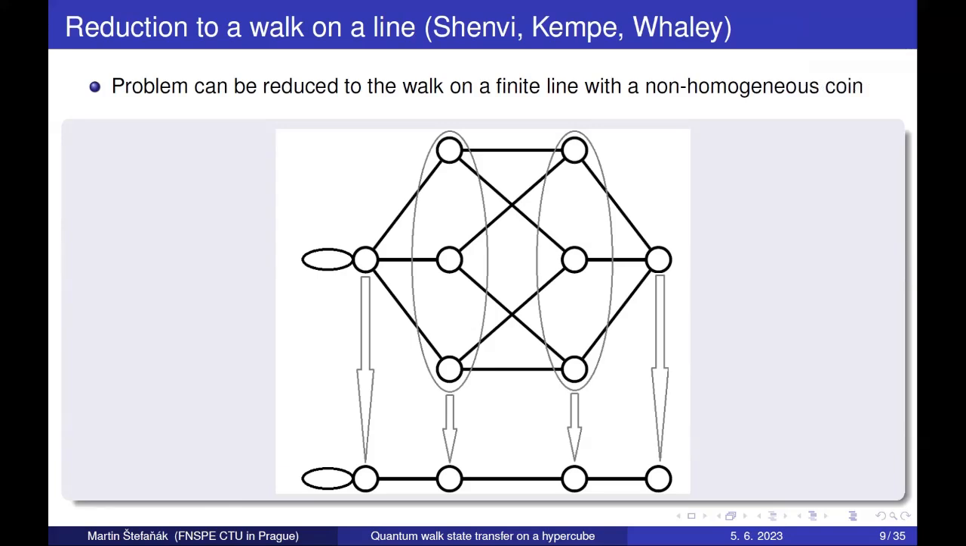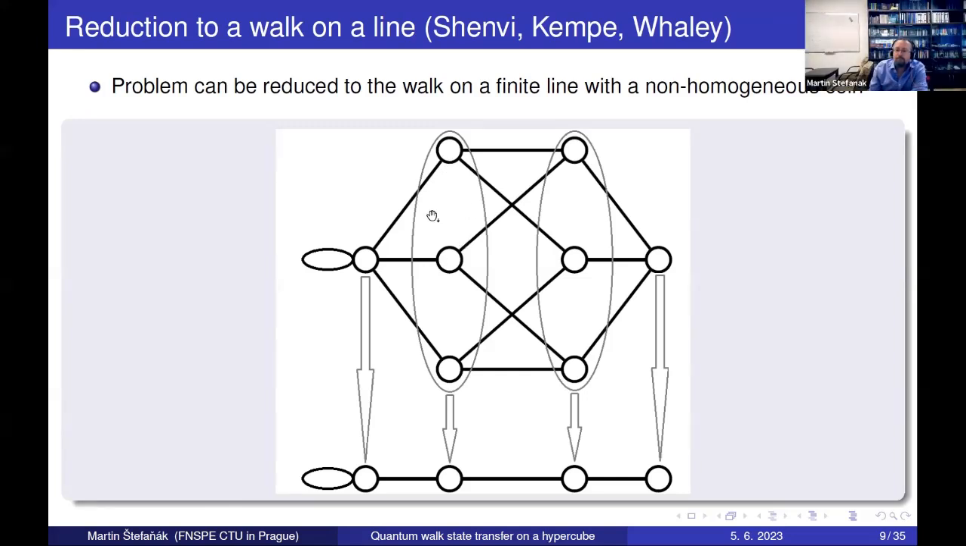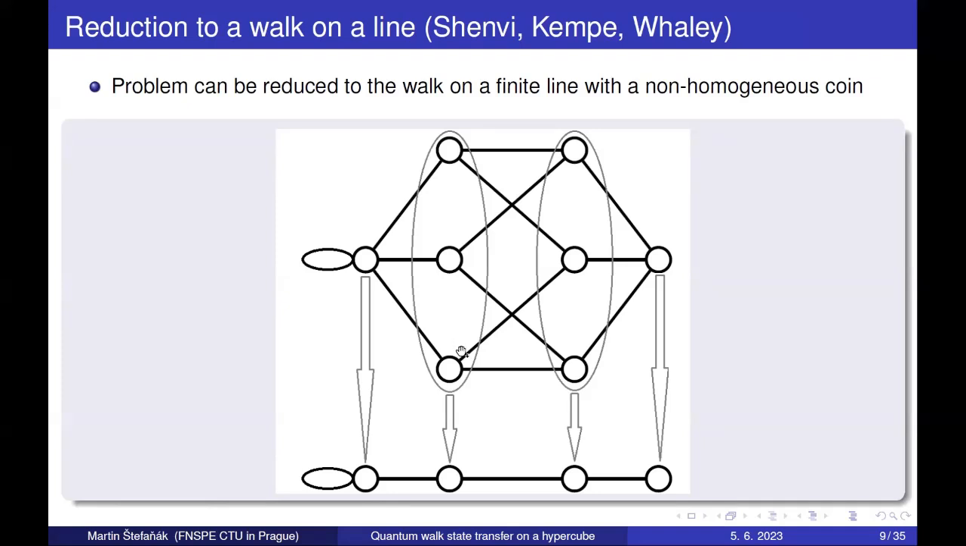It means these three vertices have the same degree, so we can merge them into one vertex. All three vertices are pointing towards one vertex. So all three have the same vertex degree, and that's why we are merging them into one vertex.